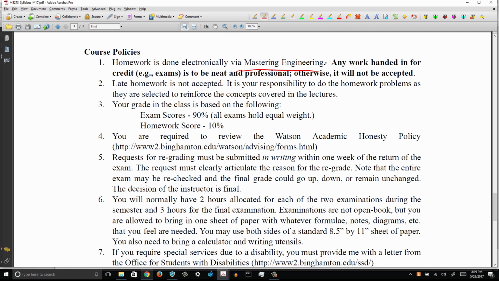The 3 exams that you're going to be turning in, you'll be using a proctor, and the proctor will scan your completed exam and email it to me. Those exams must be neat and professional, otherwise I won't accept them. Late homework is not accepted. I've already told you about the score, and to review the Watson Academic Honesty Policy at that URL. If you want your exams regraded, you must submit in writing within 1 week of the return of the exam.